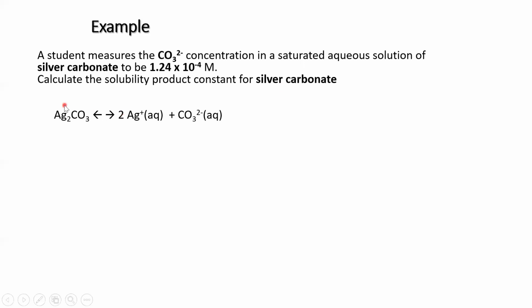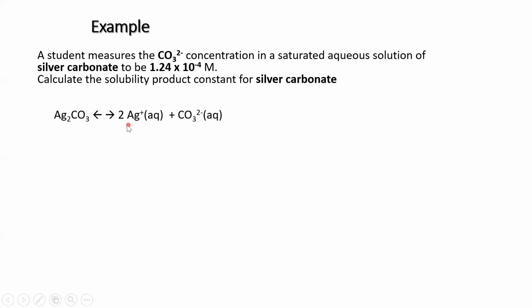All right, so silver's a +1, carbonate's a -2. So silver carbonate's Ag2CO3. It's going to break up into silver ions that have a +1 charge and carbonate ions that have a -2 charge. We have 2 silvers on the reactant side. We need 2 silvers on the product side. We have 1 carbonate on the reactant side. We need 1 carbonate on the product side. All right, so there's our equilibrium reaction.